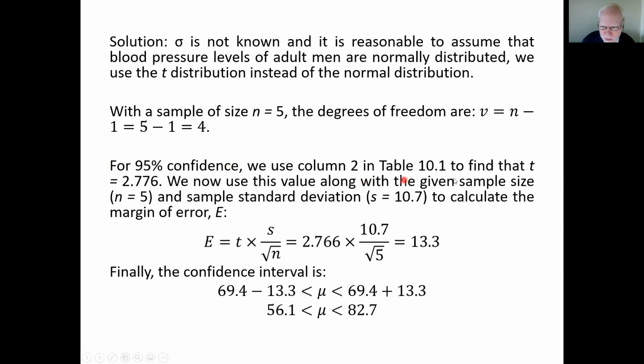So then we use this value along with the given sample size, n equals 5, and the sample standard deviation, 10.7, to calculate the margin of error. So it's equal to 2.776, sorry, it should have been 776, not 766, times 10.7 divided by root 5, which is equal to 13.3. And then the confidence interval is the sample mean minus the margin of error to the sample mean plus the margin of error. So from 56.1 to 82.7.